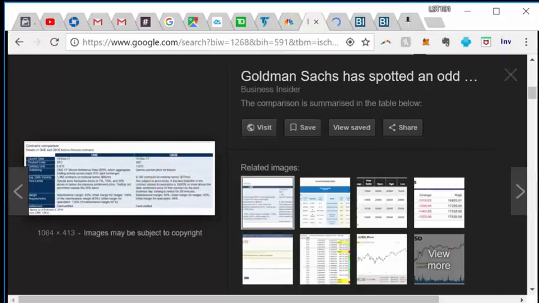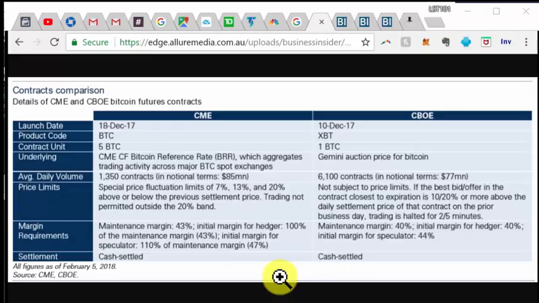I have this image here, so just blowing up this image. The source is Chicago Mercantile Exchange, that's the CME, and the Chicago Board Options Exchange, that's CBOE. So they both have Bitcoin futures. The CME one is a big one, right? One CME Bitcoin futures contract is equivalent to 5 actual Bitcoins.